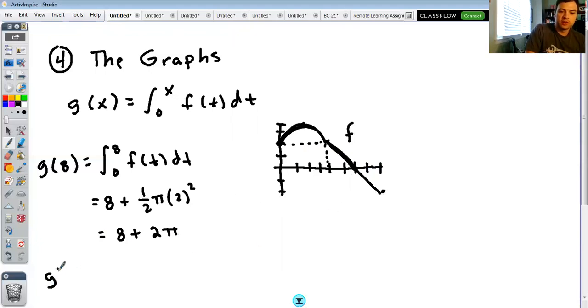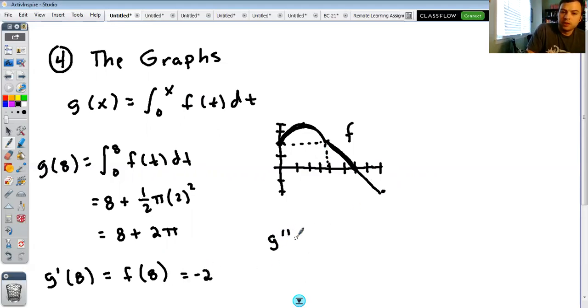Okay, another thing that's unique is we might have to find g prime of 8. Well, if I go back up to here and take the derivative of g, this would just be equal to f of x. So this is just going to be f of 8, which is the point at 8. So if I go out to 8 right here, what is the y value at that point? It looks like it is -2.